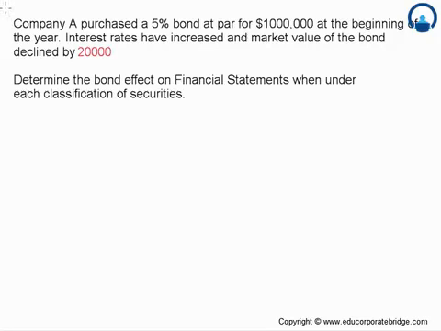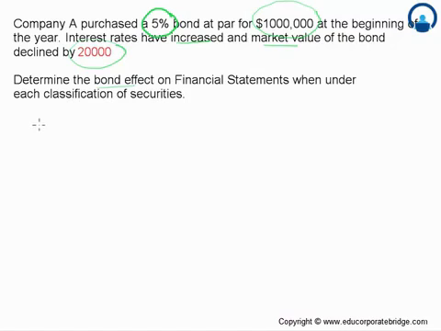Let us now look at an example here. There's a company A that has purchased a 5% bond at par value of $1 million at the beginning of the year, and the interest rates have increased and thereby the market value of the bond has declined by 20,000. So the question asks that we need to find the bond effect on the financial statements under each of the classifications.